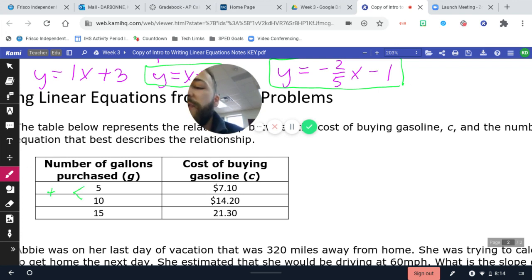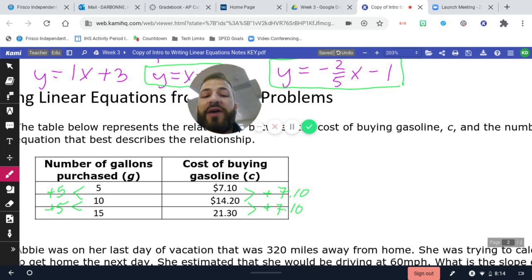So our change here would be plus 5. 10 to 15 would be plus 5. 7.10 to 14.20, that would be plus $7.10. 14.20 to 21.30, also plus $7.10. And you can always type that in the calculator if that math's a little hard. Okay, so we're having a constant rate of $7.10.